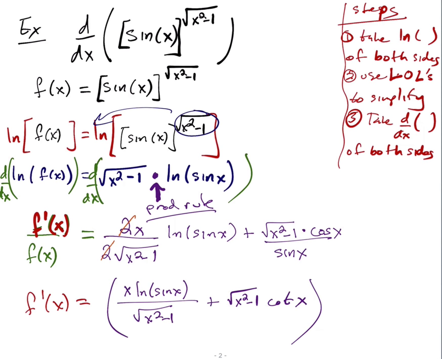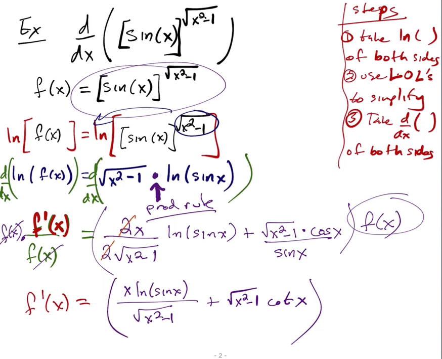Okay. And then this times what? f of x, right? So I take this and I multiply both sides by f of x, right? So basically this is what I'm doing. But what is f of x? That's my original function, right? Which is this right here. So then I would write sine of x raised to the square root of x squared minus 1 there. And that's it. That's the derivative right there.